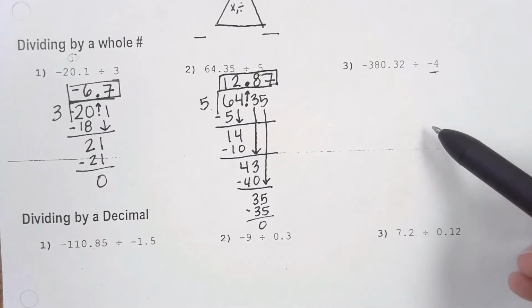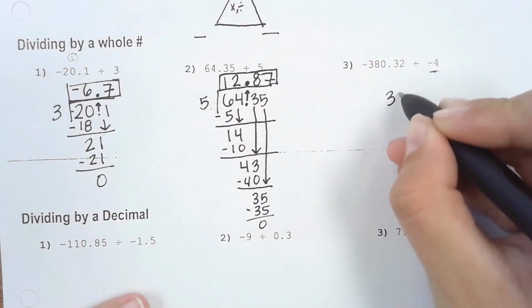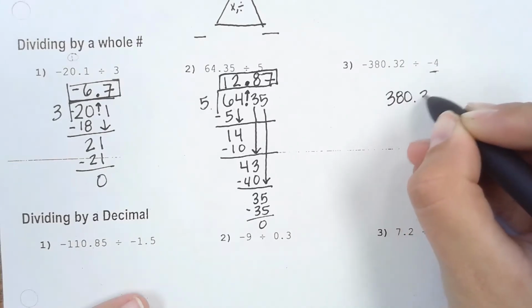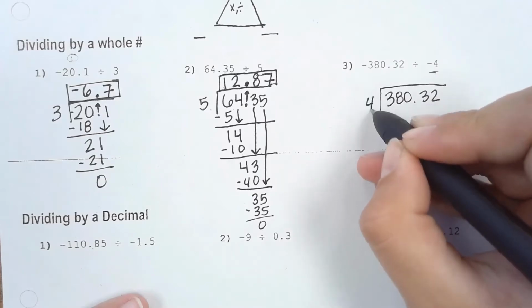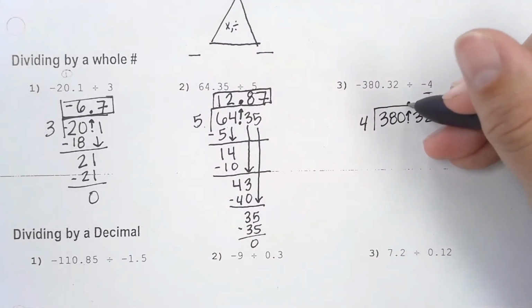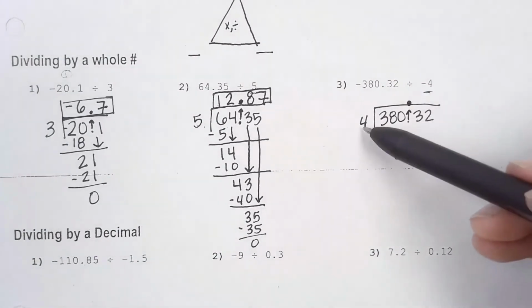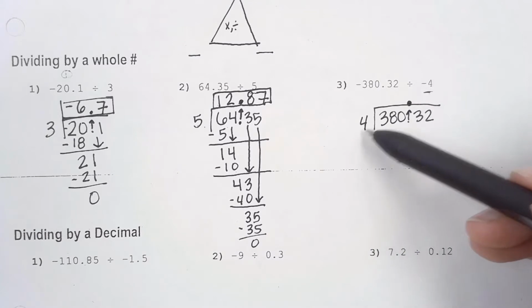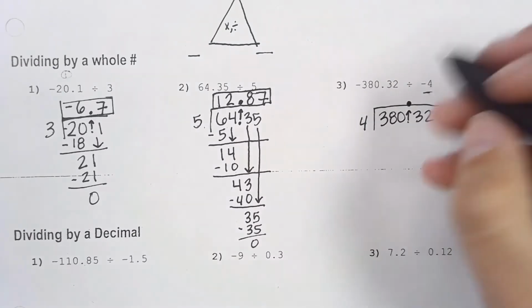Alright, so let's try one more here. Again, your first number is the number that goes on the inside, so 380.32 divided by our negative 4 here. Shoot that decimal point up so we don't forget about it, and let's go ahead and start dividing. 4 does not go into 3, so now we have to look at 38. 4 goes into 38 9 times.